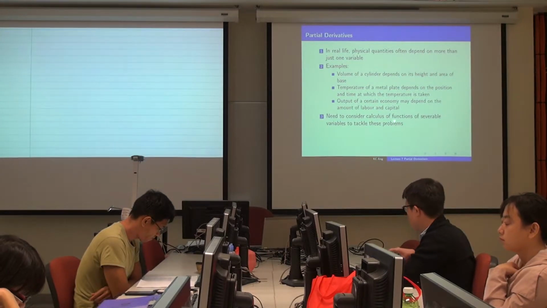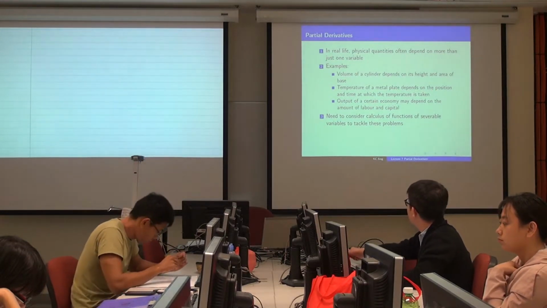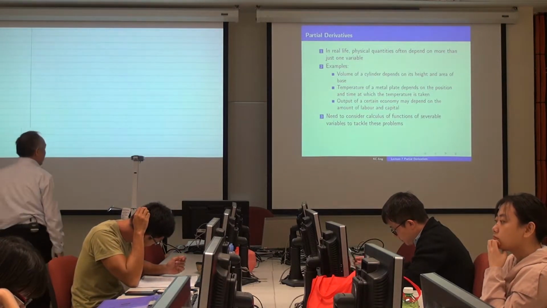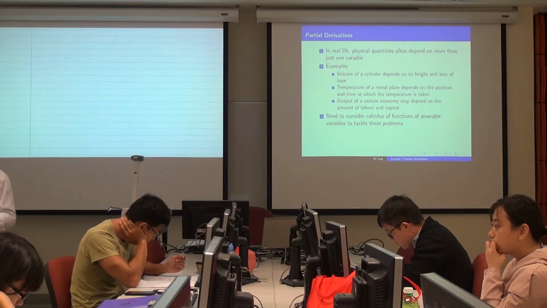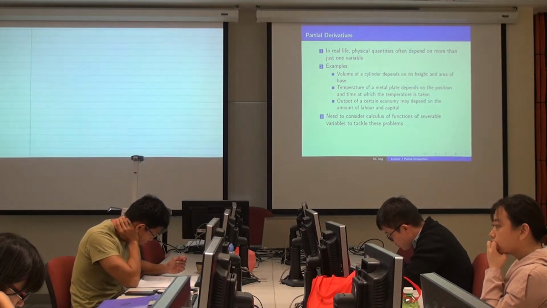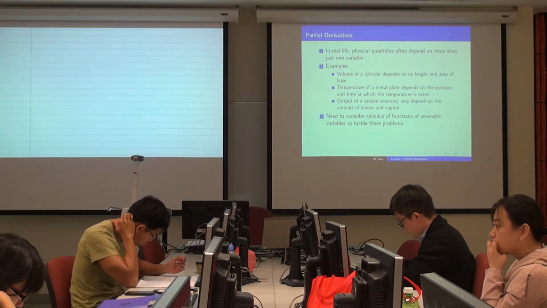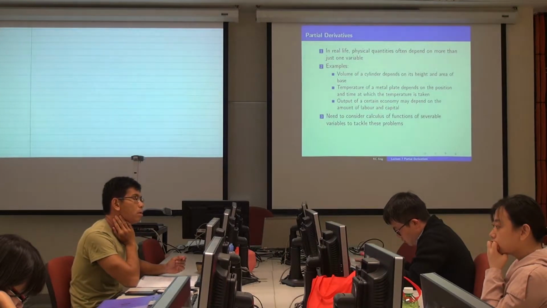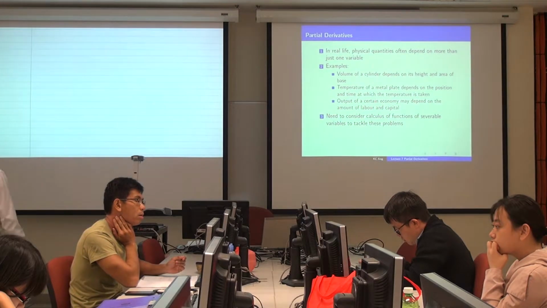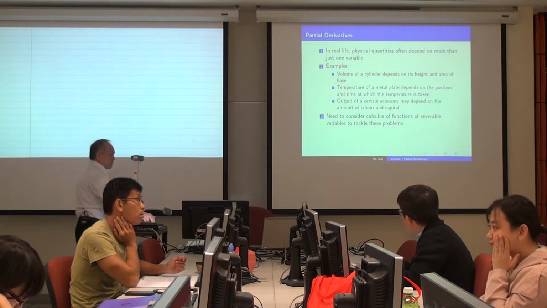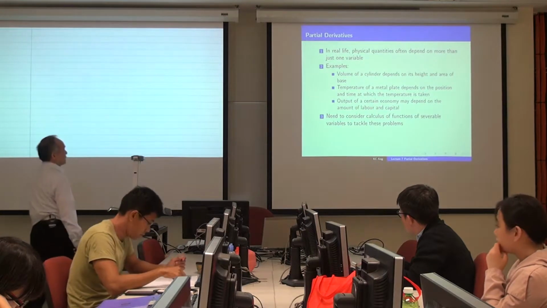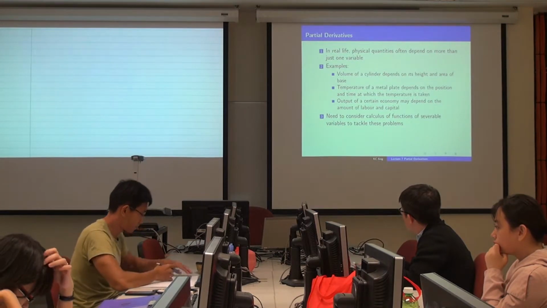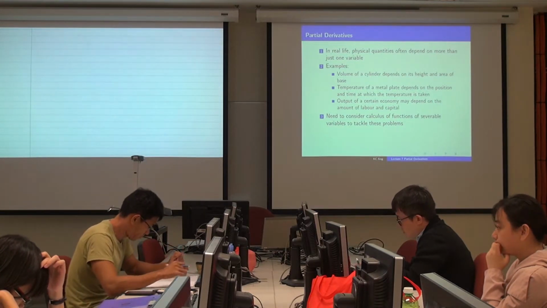The output of a certain economy may also depend on the amount of labor and capital, and so on. So I've given you a few examples from different fields already. In order to represent more physical phenomena, or even systems in real life, we really need to consider the calculus of functions of more than one variable. That's the reason why we want to study partial derivatives, because that directly links us to calculus of functions of several variables.